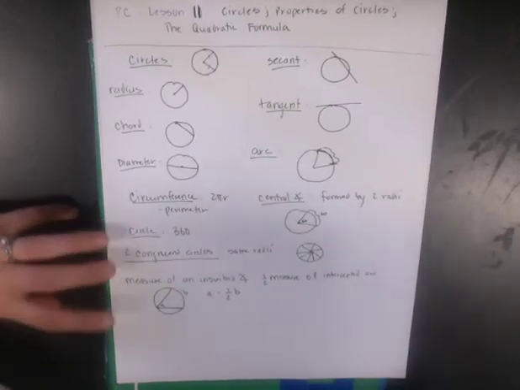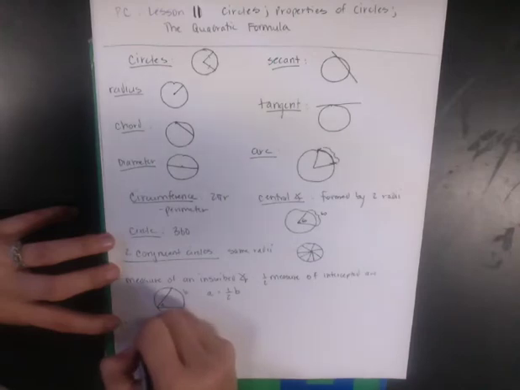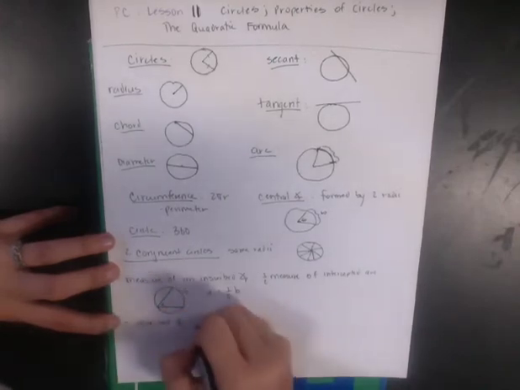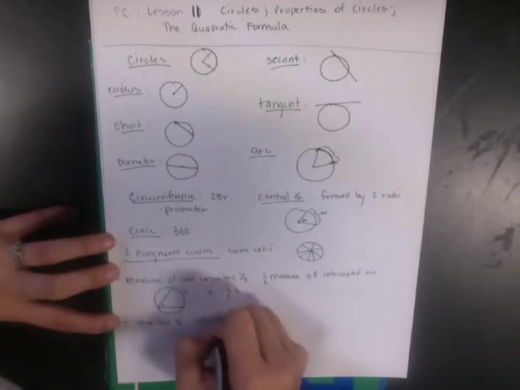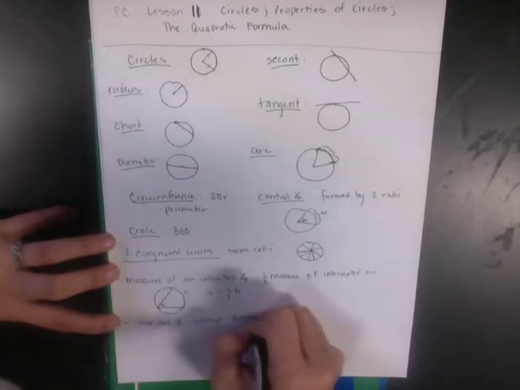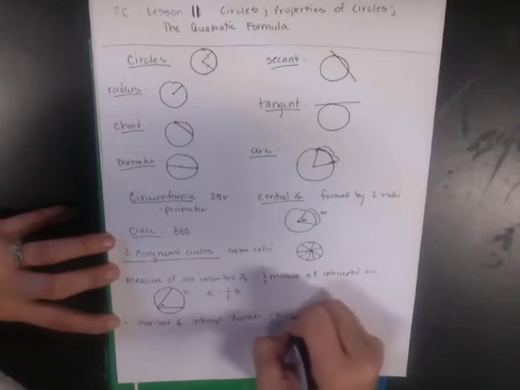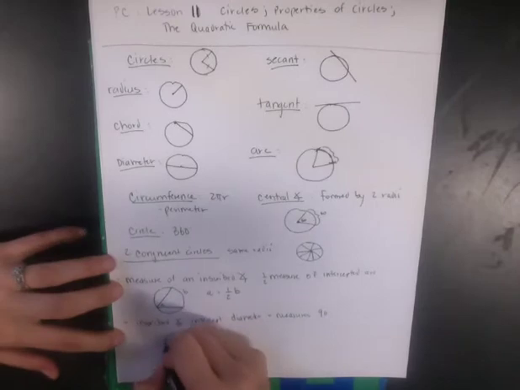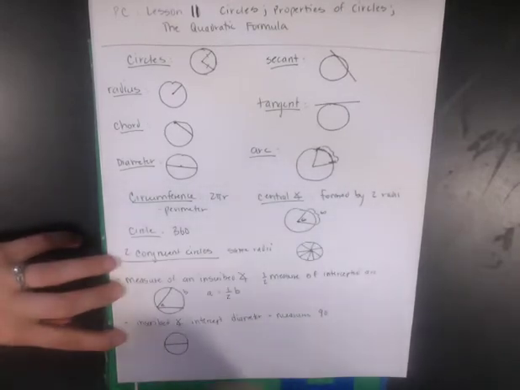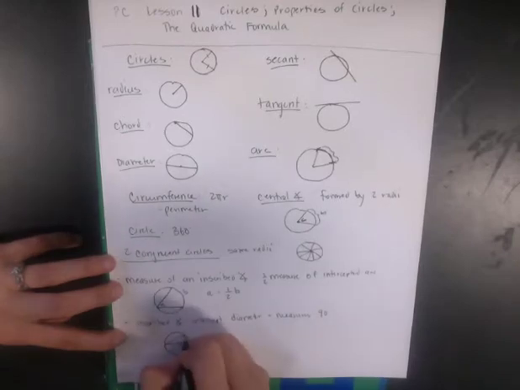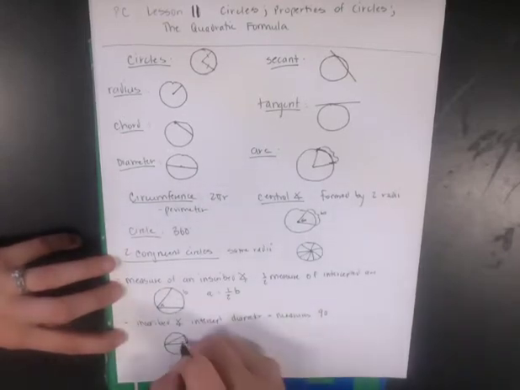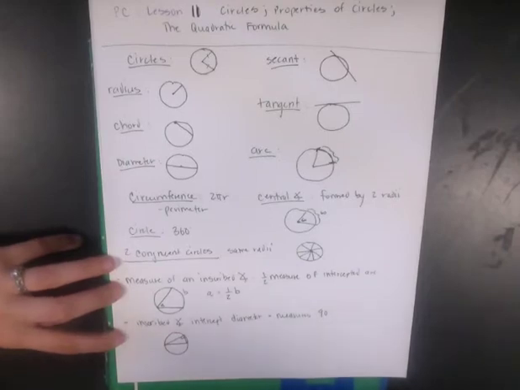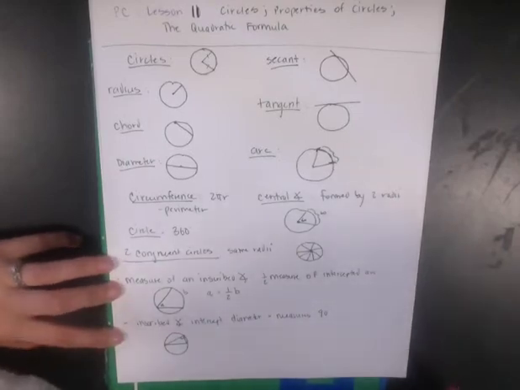Okay. Now, if I had an inscribed angle intercept the diameter, then that measures 90 degrees. That looks like, that's my diameter. If I have an inscribed angle that's touching my diameter, then the measure of that inscribed angle is 90 degrees.